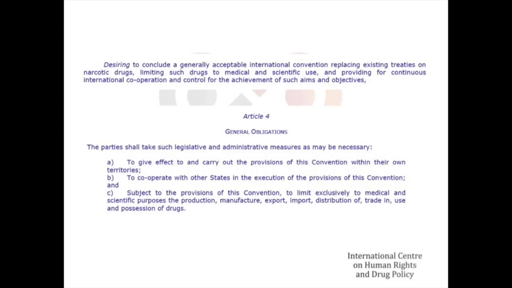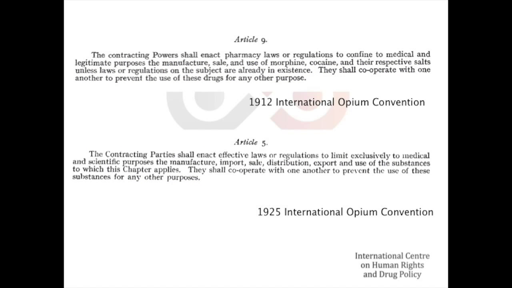We see similar language in the 71 Convention and the 88 Convention. More importantly, we see it in its predecessor instruments. We see it in the 1912 International Opium Convention, the 1925 Opium Convention. So this idea of limiting drugs to medical and scientific purposes is very well reflected in the modern instruments and the drafting histories, but it also comes very clearly from the previous instruments from the League of Nations era and earlier.